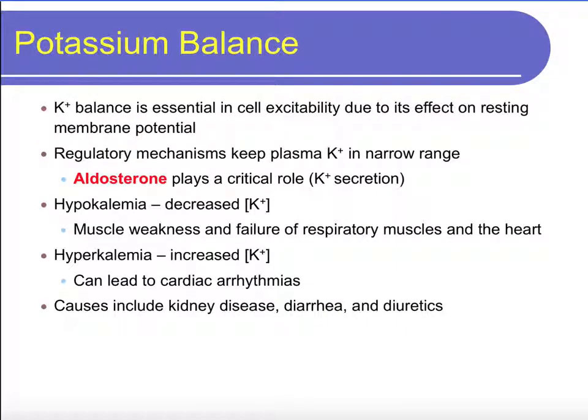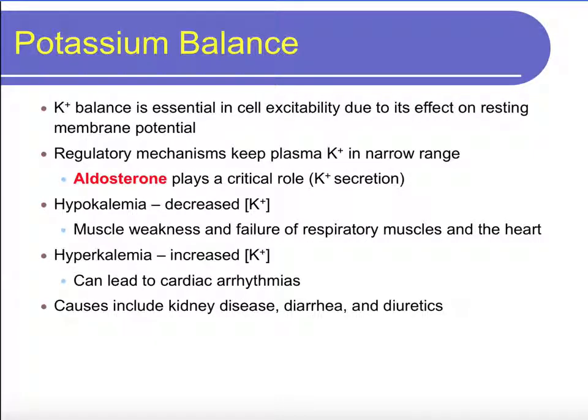So let's talk about potassium. So we already know potassium is important for cell excitability because of how it can change our resting membrane potential. And so we really want to regulate our potassium levels in a pretty narrow range. And aldosterone obviously is going to play a pretty important role because remember, aldosterone causes you to retain sodium, but when you retain sodium, you lose potassium because it does it by turning on the sodium potassium pump. So aldosterone is pretty important in potassium balance.